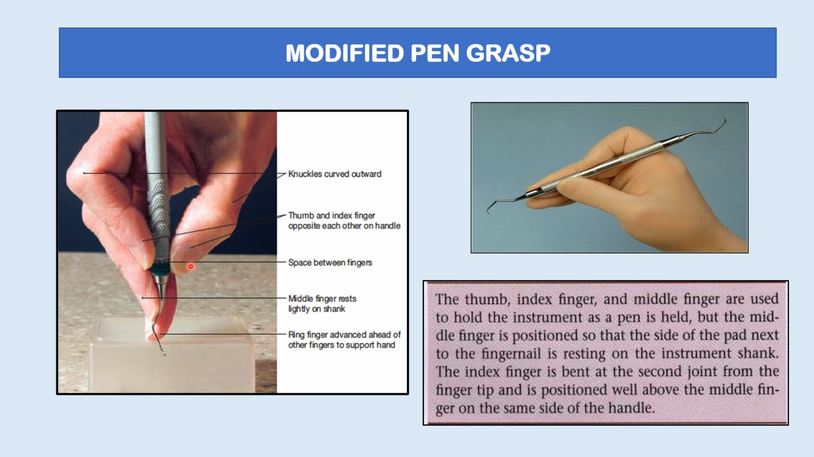Now coming to the modified pen grasp. In this, the thumb, index finger and the middle finger are used to hold the instrument like a pen. The middle finger touches the instrument shank with the side of the pad next to the fingernail, whereas the index finger is bent at the second joint and sits higher than the middle finger, both on the same side of the instrument handle. This modified pen grasp is considered to be the most effective, and it provides a stable grasp as well as increases tactile sensitivity.